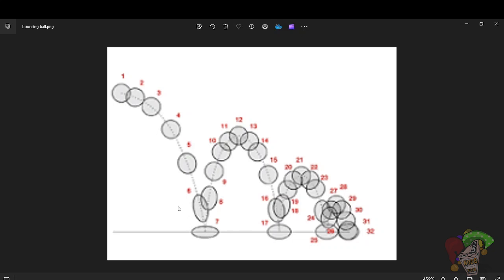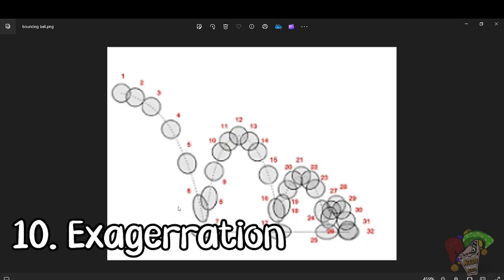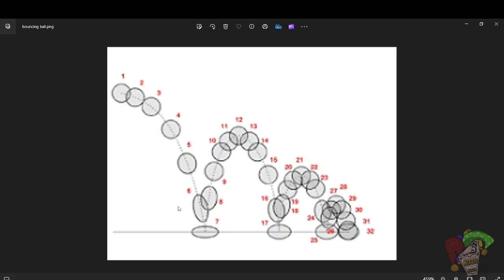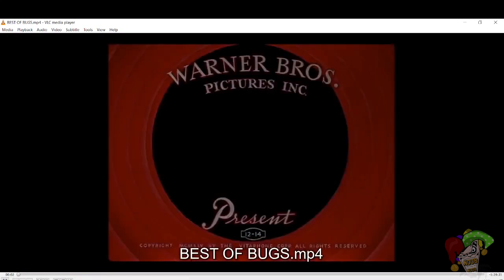So number 10 is exaggeration. Exaggeration means you can exaggerate an action, a feeling, or anything. So let's say you wanted to hit a golf ball. In fact, wait, I have a perfect explanation of exaggeration right here. So hold on. Let me get the video. It just means exaggerating an action, like you exaggerate an action to get a feeling.